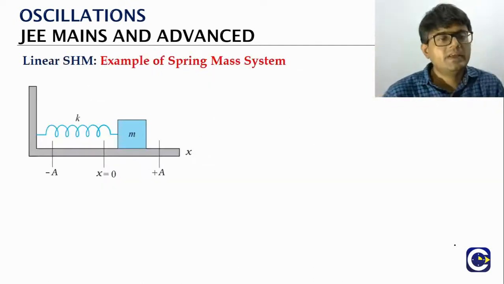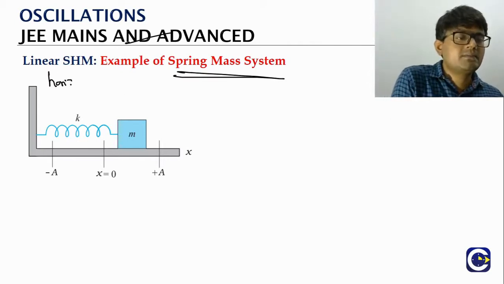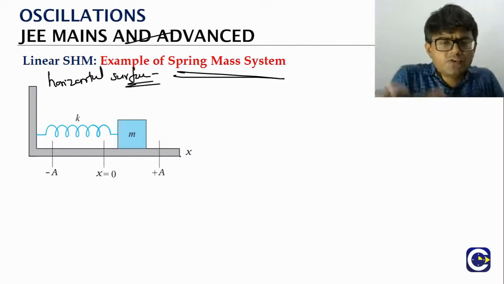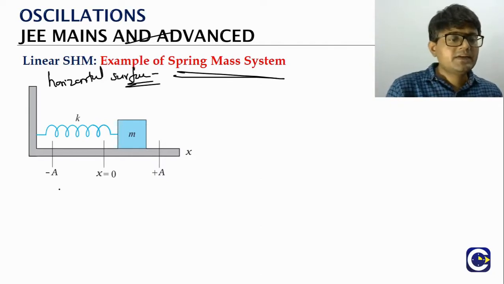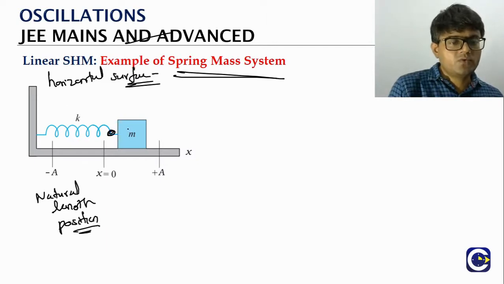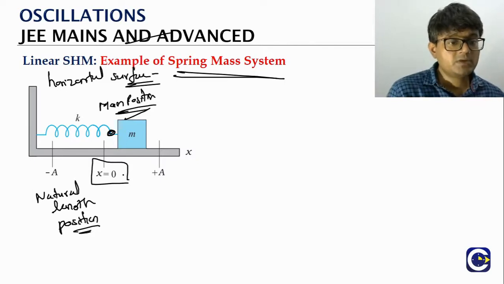First, a very common one, the spring mass system. Here we are keeping this spring mass system on a horizontal surface. If you just leave it like that, the spring will be in its natural length position. So wherever the mass is there, that is our mean position, and that will correspond to the natural length of the spring. So at the mean position, we take the displacement of the mass as 0.